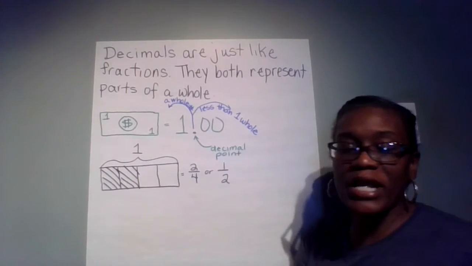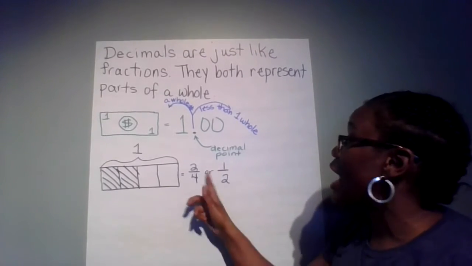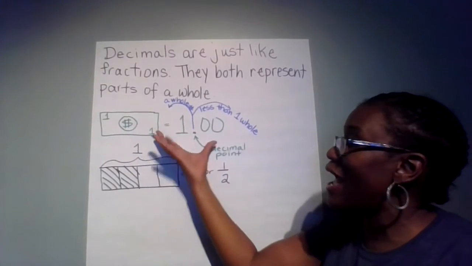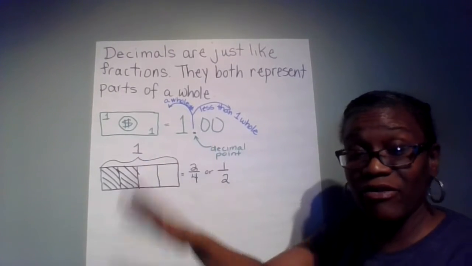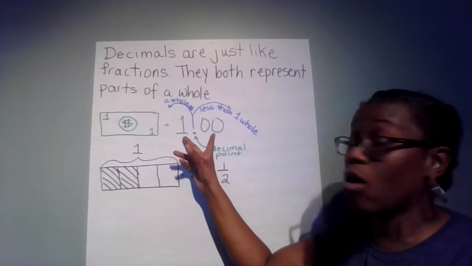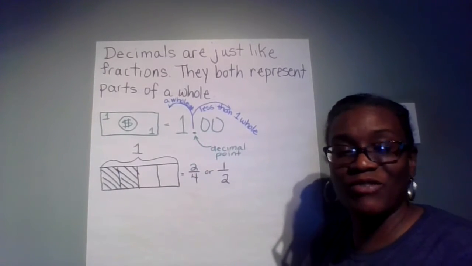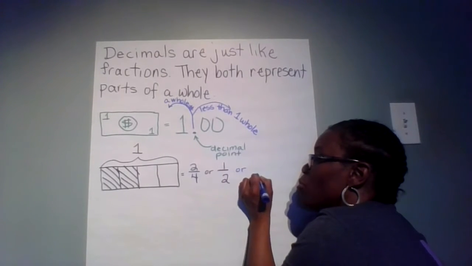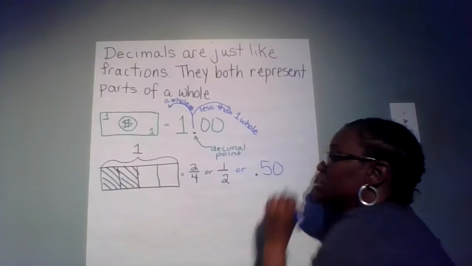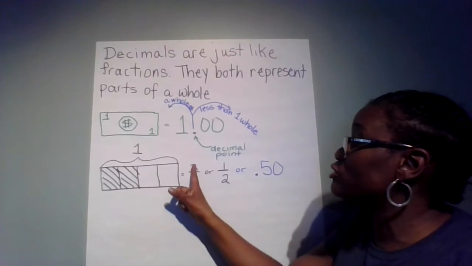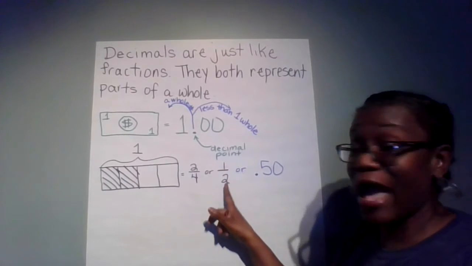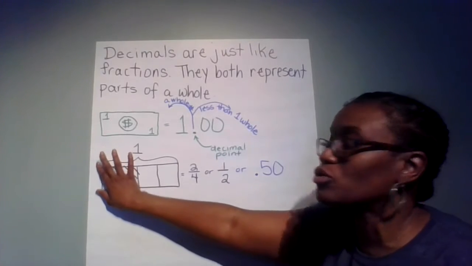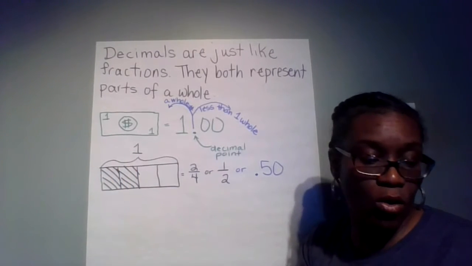And now if I wanted to take that 1/2 and then turn that into a decimal, we need to ask ourselves, what is half of one or $1? It would be 50 cents. And then we could put, don't forget our decimal point, 0.50. So whether you're saying 2/4 or 1/2 or 0.50, it is all equal to half of one whole.